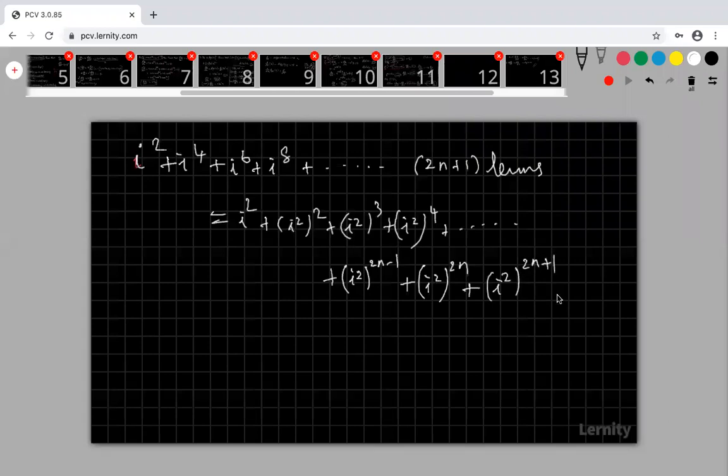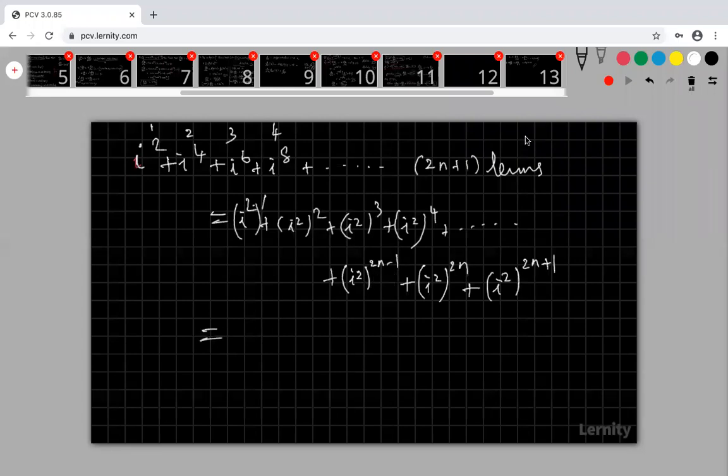Are you okay? Are you clear, my dear students? This is my first term, i square power 1. This is my second term, i square power 2. Third term, fourth term. This is the 2n plus 1th term, this is the 2nth term, and this is the 2n minus 1th term.